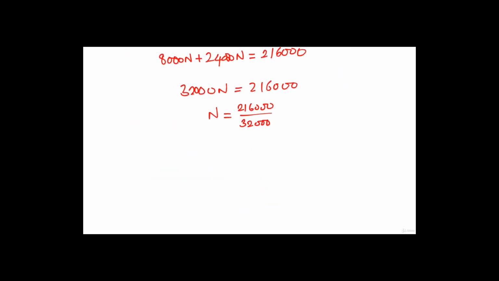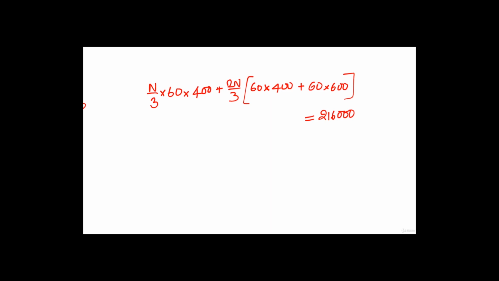So which means M1 operates for n by third of the time, and each hour has 60 minutes, and in each minute 400 bottles are produced, and for 2n by 3 of the time, both M1 and M2 are operated. So in that case we get 60 into 400 plus 2n by 3 hours, each with 60 minutes. So 60 into 400 is the number of bottles produced per minute by machine 1, and 600 is the number of bottles produced by machine 2. Both of them add up to 2,16,000.